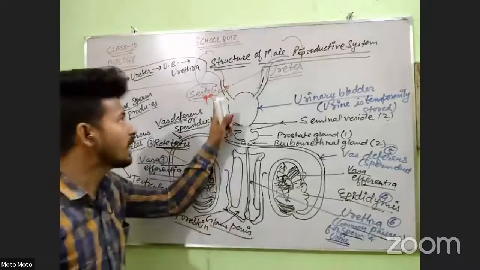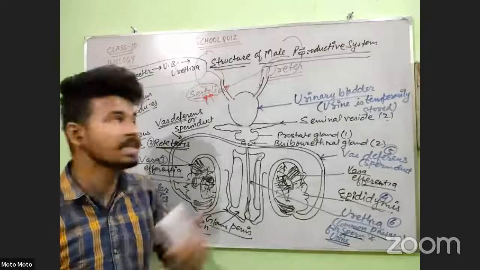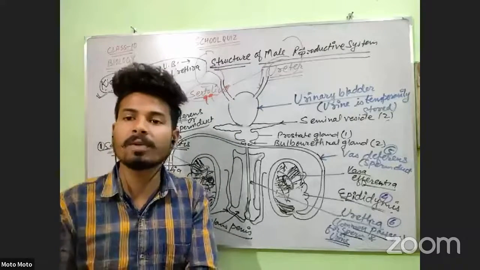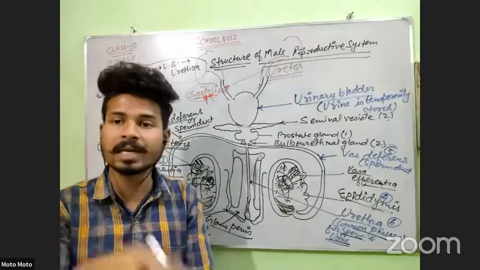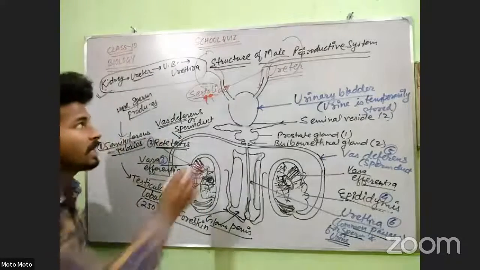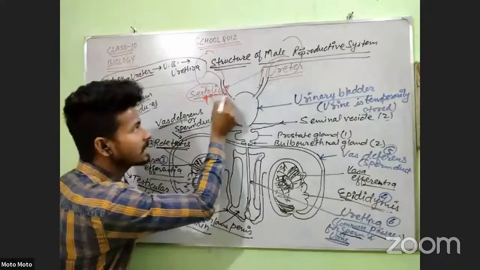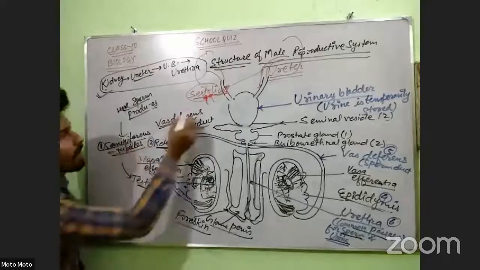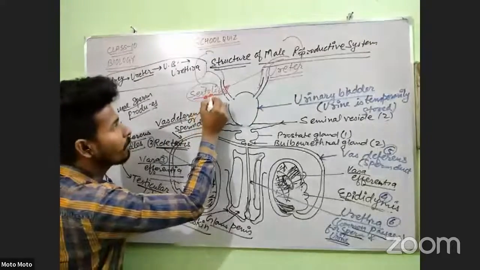This question is also asked in the CBSE examination: the sperm gets nutrition from which cell? Our answer will be the Sertoli cell. The Sertoli cell is present in the seminiferous tubule and provides nutrition to the developing sperm.